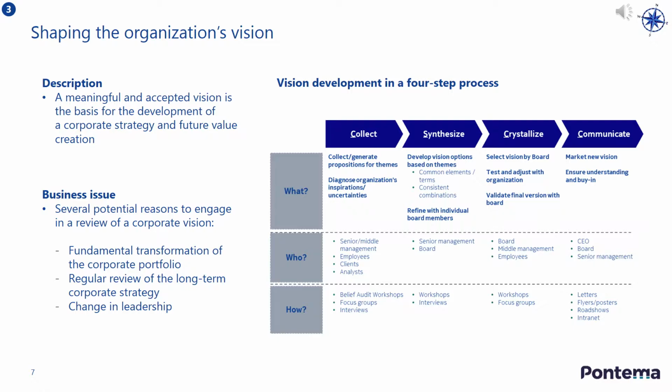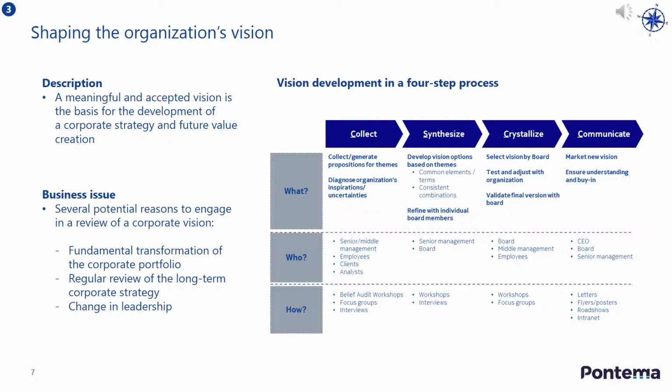Now let's examine each theme of the corporate strategy framework in more detail. First up is shaping the organization's vision. A vision is a description of where the organization wants to be in 5 to 10 years from now. A meaningful and accepted vision is the basis for the development of a corporate strategy and future value creation. This is because the vision is supported by a corporate strategy which outlines how the organization will get there and realize its vision. For example, via organic growth or acquisition of new capabilities.